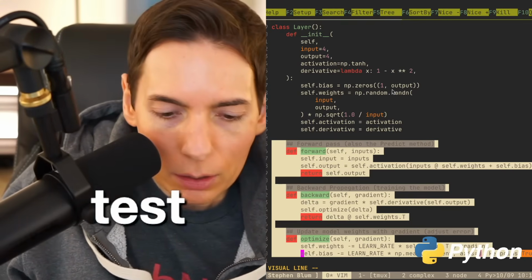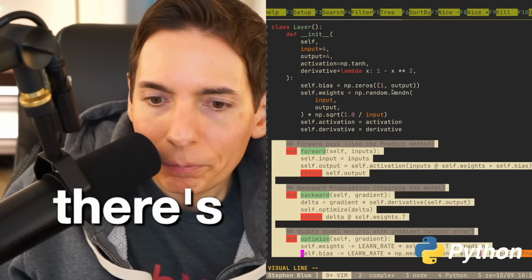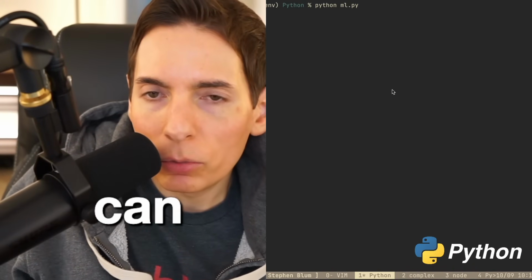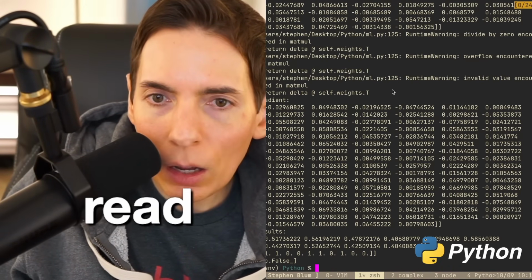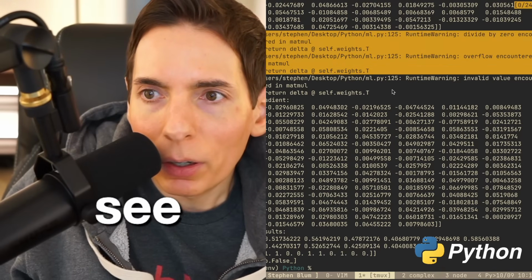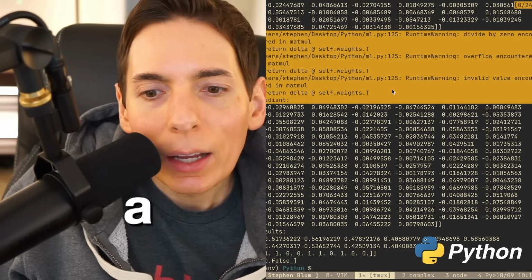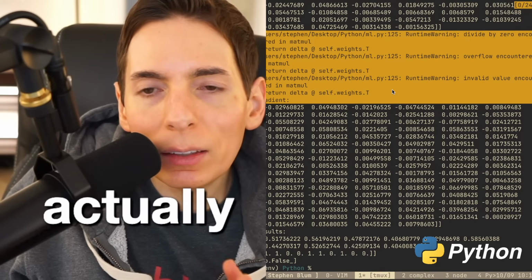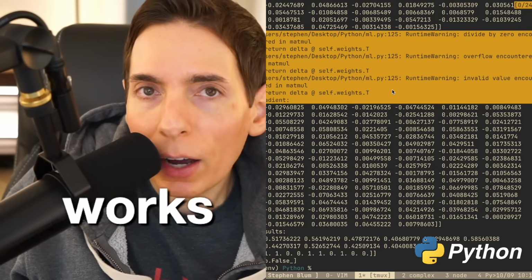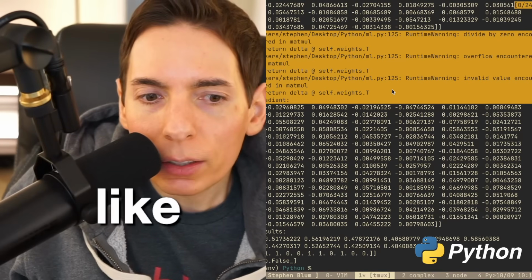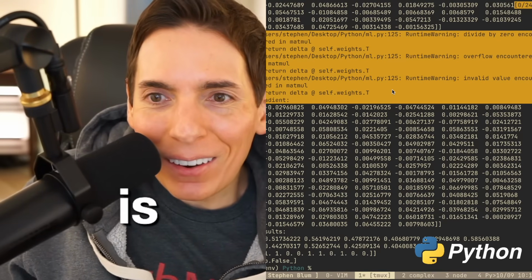But there's a bug right here. Let's see if I can show you where the bug is. Right here, as you can see, there's a bug. Divide by 0. It's a warning. It doesn't matter because the training actually works perfectly fine, but I would like to figure out where the problem is. If we could figure it out, I would love to.